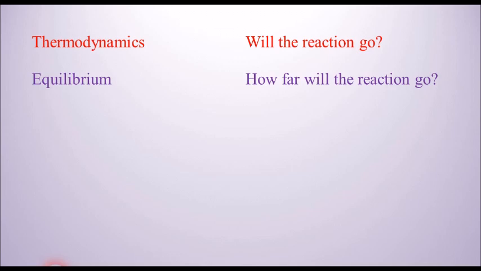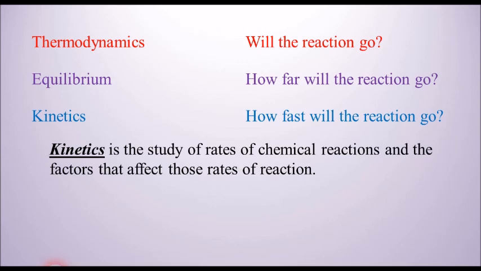In this lesson, we're starting to discuss kinetics, which is how fast will the reaction go. And so when we say kinetics, we're talking about the study of rates of chemical reactions and the factors that affect those rates of reaction. So just because a reaction has a large equilibrium constant and goes 100% to completion does not necessarily mean that that's a fast reaction.